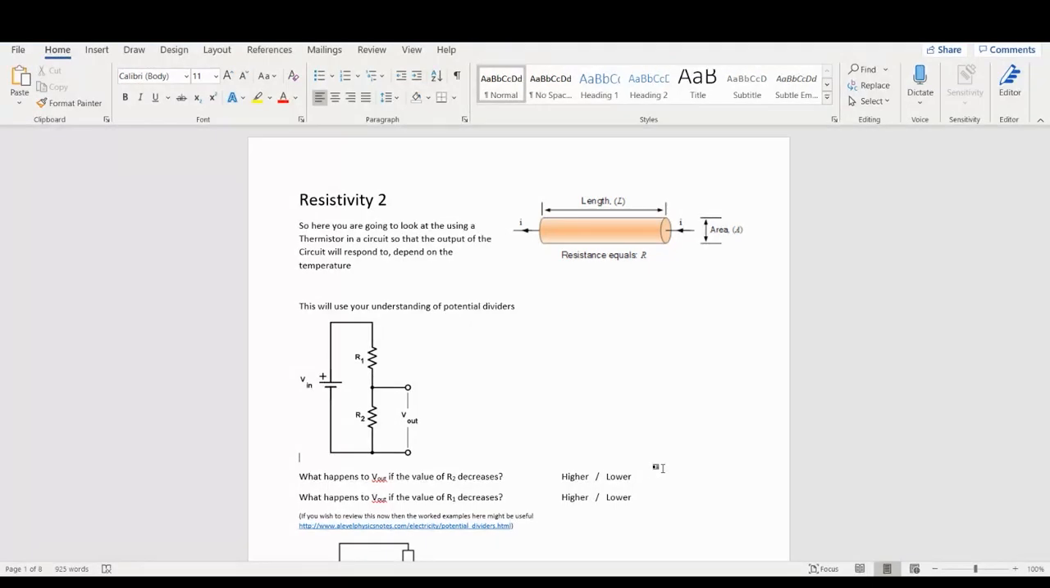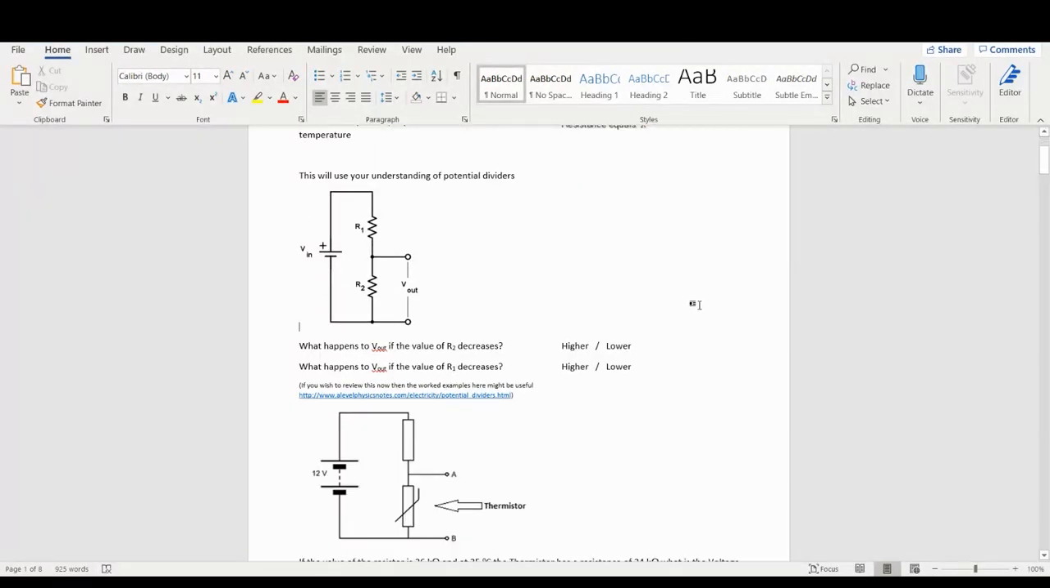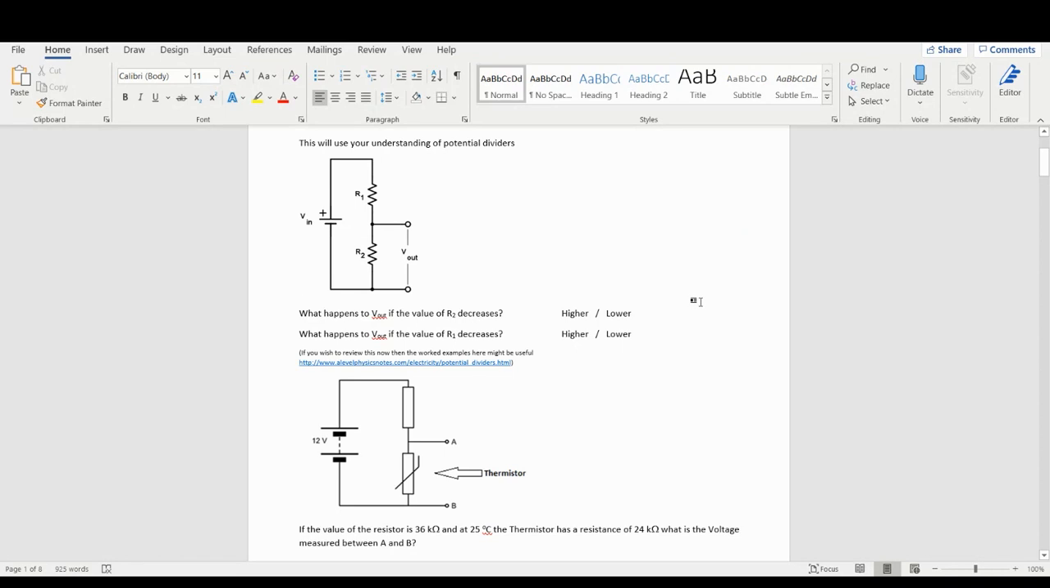Okay, so we're talking about electrical conductors and electrical insulators. This is very different from thermal conductors and thermal insulators. What we're going to do here is first of all, I'm going to remind you about potential dividers, and then we've got some questions here about resistivity.